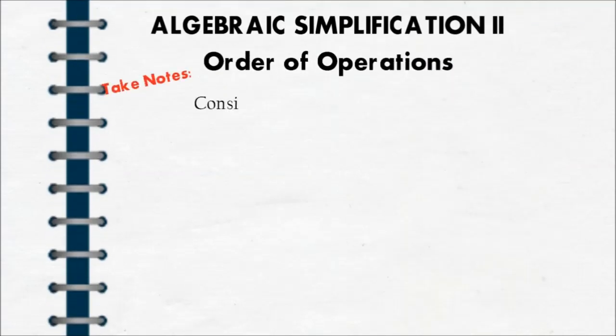Now, consider the expression 17 minus 5 multiplied by 2. What will be the value of this expression when simplified? It is possible to get different answers depending on the approach used. So let's consider two different approaches.